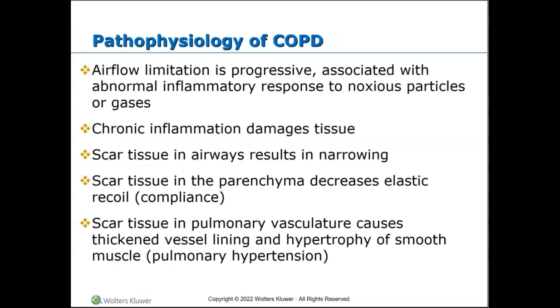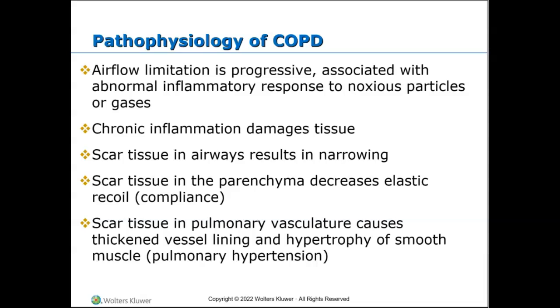There is an airflow limitation that is progressive in nature, meaning it gets worse over time, right? It's chronic. It's getting worse over time. And with this airflow limitation, it's literally associated with the inflammatory response that's happening in the tissue of the lungs, right? And this inflammatory response is in response to noxious particles or gases that are occurring in the body and in the environment, right? Chronic inflammation occurs over time with these patients, and as a result, the tissue is damaged, right?